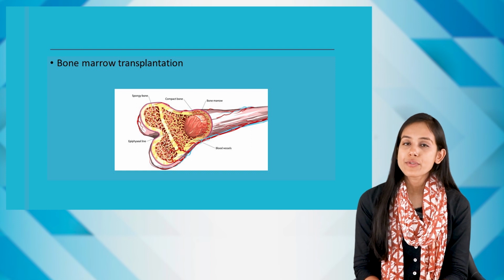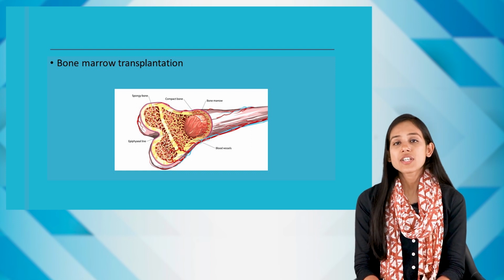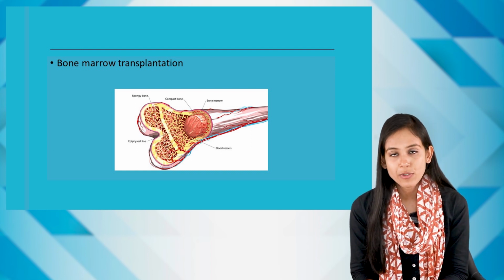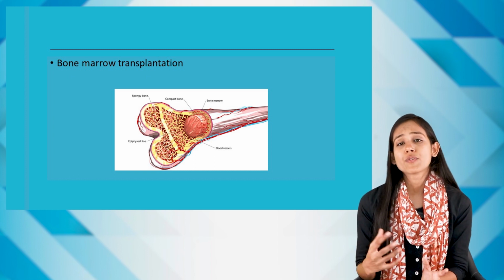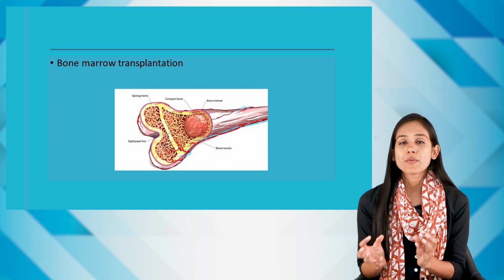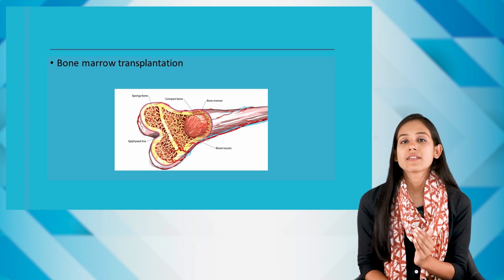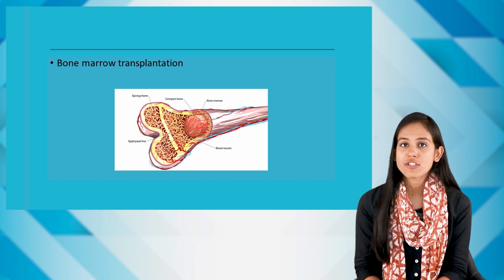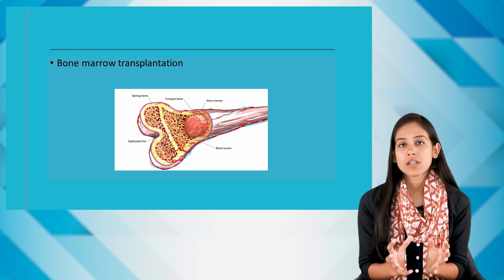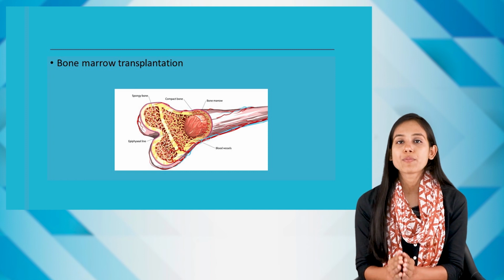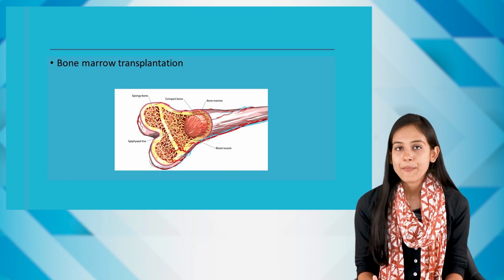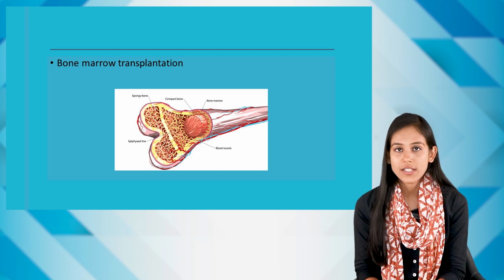Apart from this, there is also surgical management. Now, in surgical management, we can basically do bone marrow transplantation. So, if we can find a donor who would be matched with the patient, then we can go for bone marrow transplantation, where the faulty bone marrow would be replaced with a healthy bone marrow, which would produce healthy blood cells. So that is a surgical treatment.